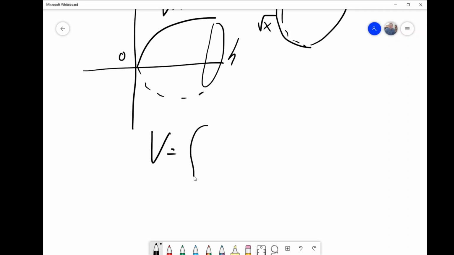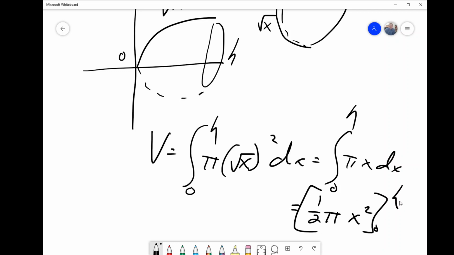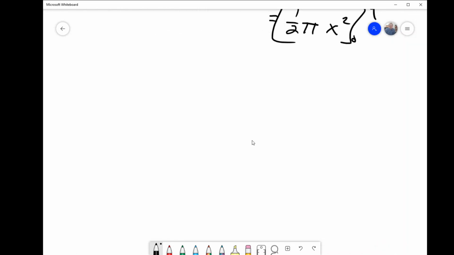That is the volume from 0 to h of pi root x squared dx, or 0 to h of pi x dx, 1/2 pi x squared from 0 to h, or really the volume is going to be pi h squared over 2.